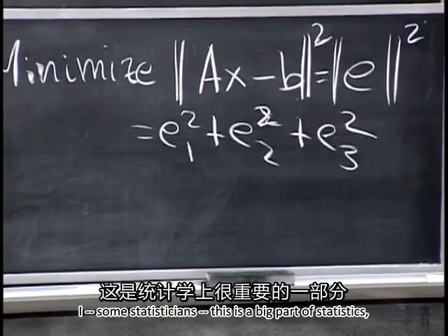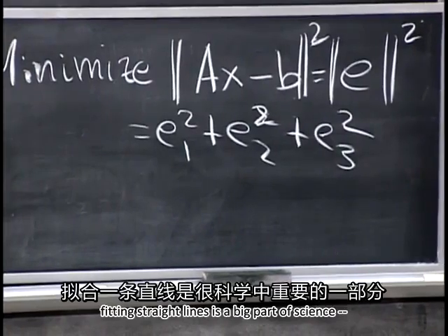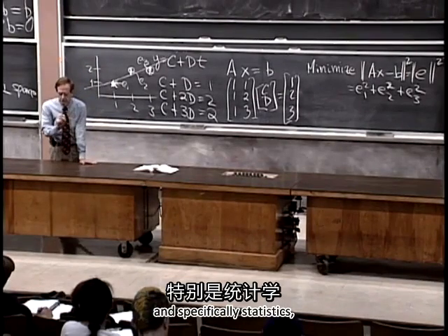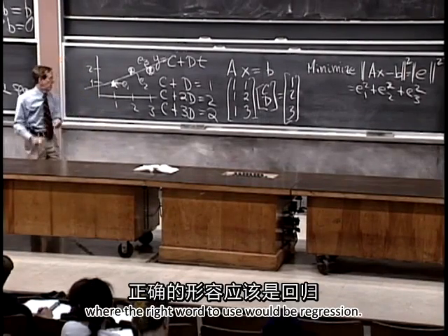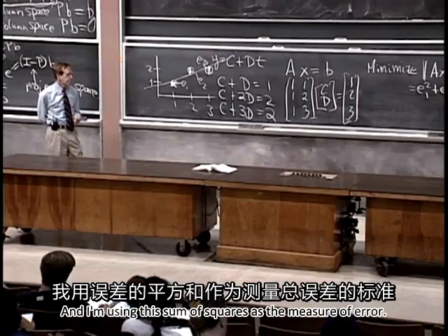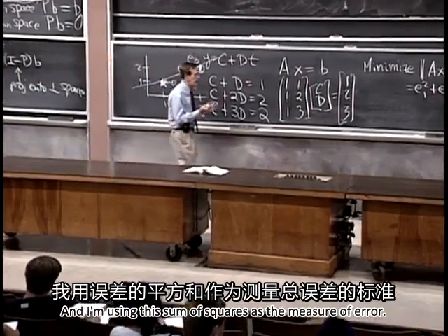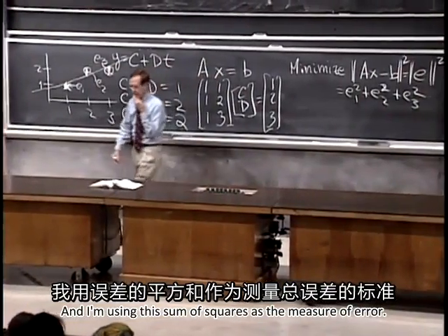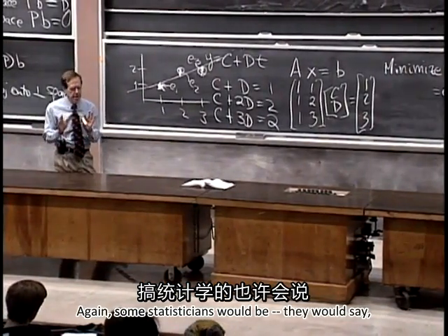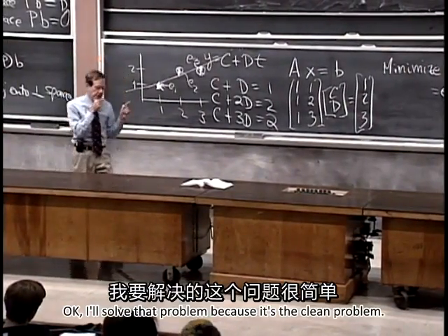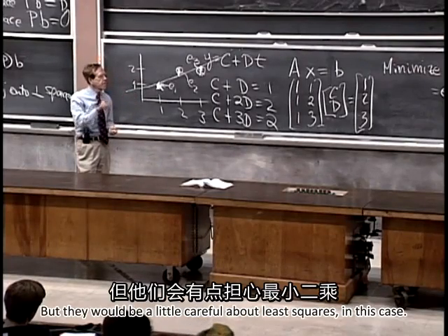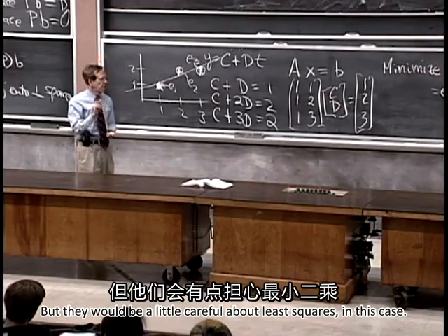Some statisticians, this is a big part of statistics. Fitting straight lines is a big part of science, and specifically statistics, where the right word to use would be regression. I'm doing linear regression here. And I'm using this sum of squares as the measure of error. Again, some statisticians would say, okay, I'll solve that problem because it's the clean problem. It leads to a beautiful linear system. But they would be a little careful about least squares in this case.